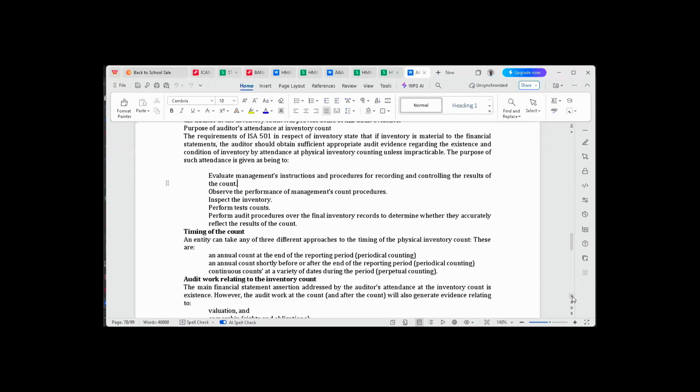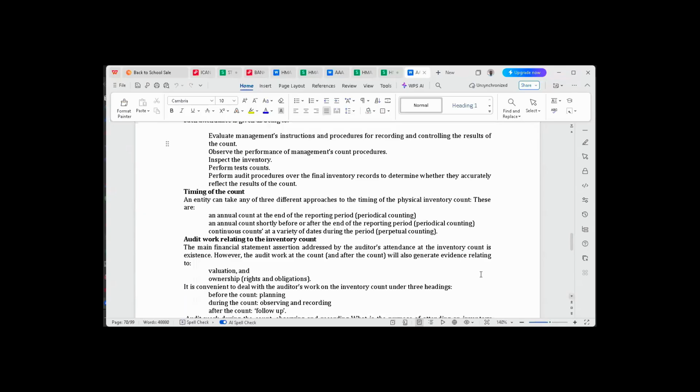This is one I was talking about, the annual count, which you do at the end of the year. You have the one that is done at the end of reporting, we call it periodical count. You have the one that is done continuously. Okay, that's the one that is being done in the supermarket. We call it perpetual accounting. Okay, now we're talking about audit work relating to inventory count.